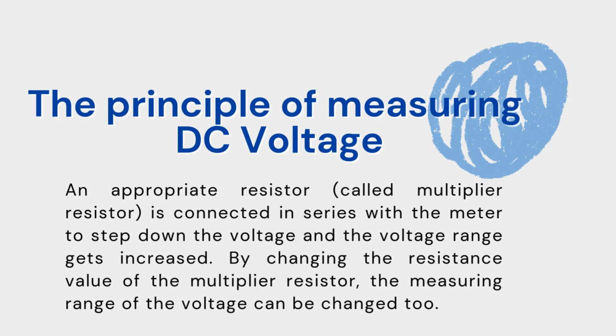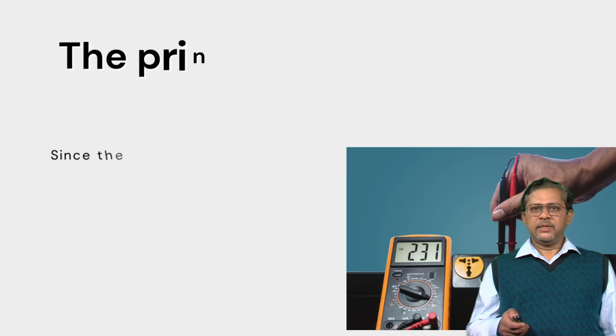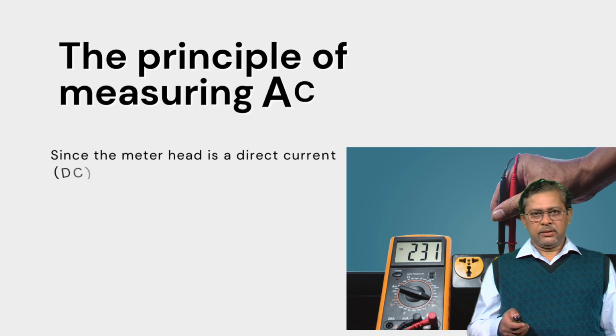By changing the resistance value of the multiplier resistor, the measuring range of the voltage can be changed also. The third principle is the principle of measuring AC voltage.